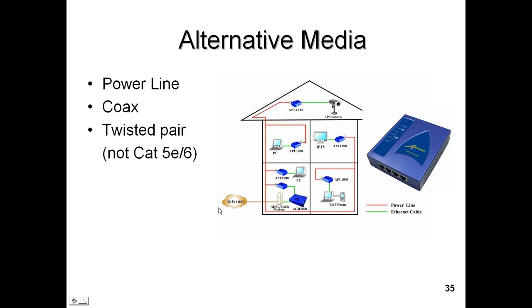Now, the last thing we'll talk about is alternative media. There are a lot of ways now that we can transmit and receive Ethernet communications. We don't have to use Cat5e cable. There are power line adapters that I've tried, and they work. There are adapters now that work with existing coax, and what a powerful tool this is.